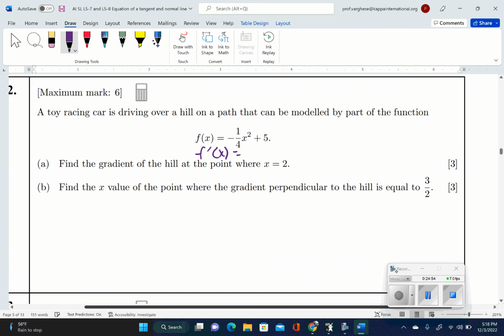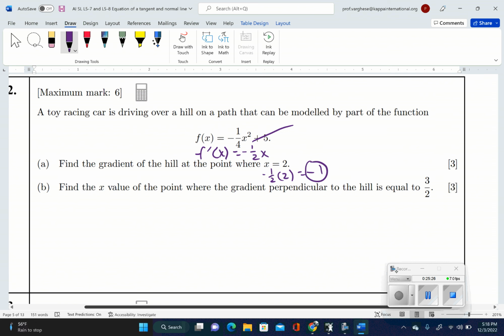So 2 times negative 1/4. If you do that in the calculator, that's going to give you negative 1/2, and this is going to be x. The 5 is by itself, so that's going to go away. So here's my derivative. Since I want to find the gradient at x equals 2, I'm going to plug 2 in here for the x. So I have negative 1/2 times 2, which is equal to negative 1. Okay, so the gradient of the hill at 2 is negative 1.